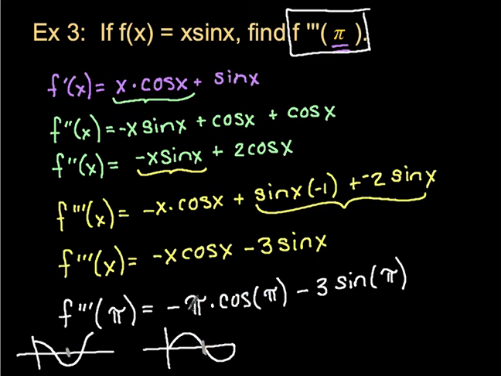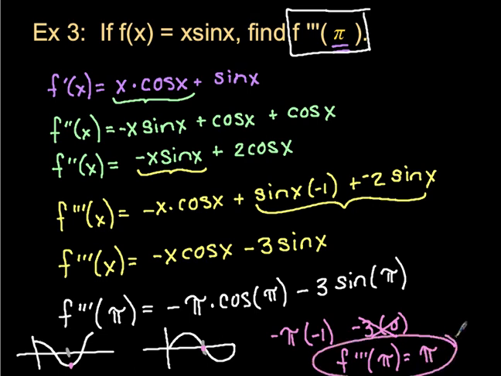So negative pi, so what I have here is -pi. The cosine of pi is going to give me -1 minus 3 times the sine of pi gives me 0. So that's going to disappear. So my third derivative at pi is simply going to be pi once I plug that in. Now, we could utilize that by finding different things, but my third derivative at pi right now is simply pi.